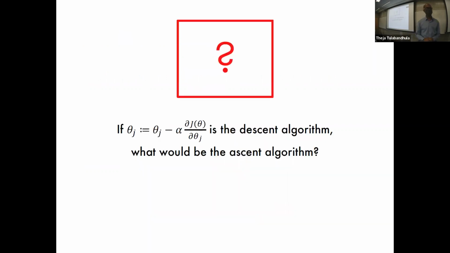Quick question. If you have an update rule like this, theta j is updated by theta j minus alpha times the gradient of some cost function with respect to theta j, that is a descent algorithm. What would the ascent algorithm be? Yes, there's going to be a plus here. So in the direction of the gradient would be an addition. In the direction of the gradient just means thinking of theta as a vector, so you're just doing vector addition.